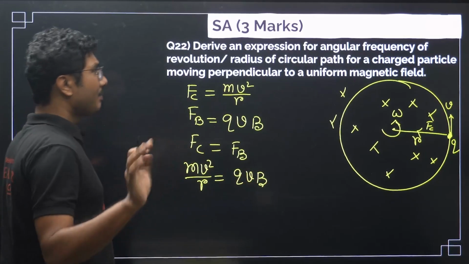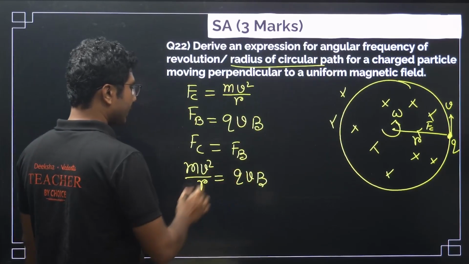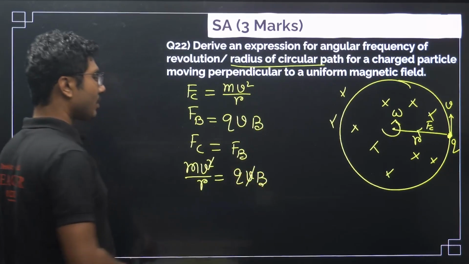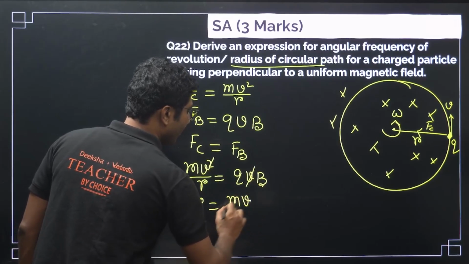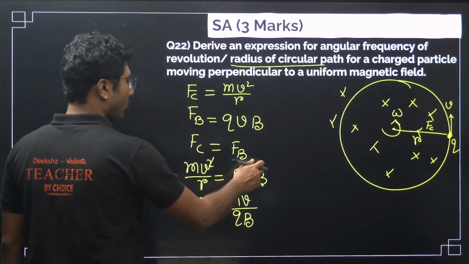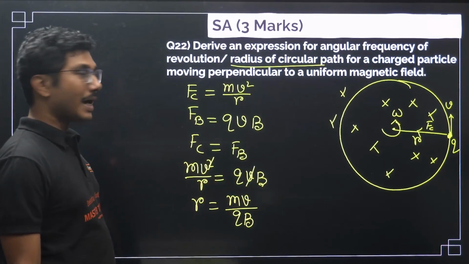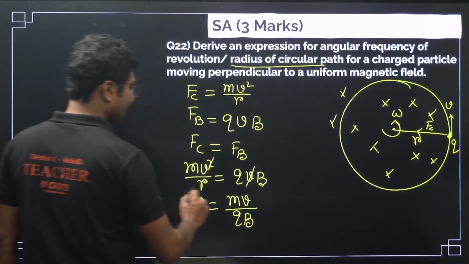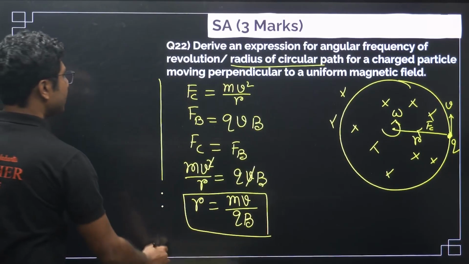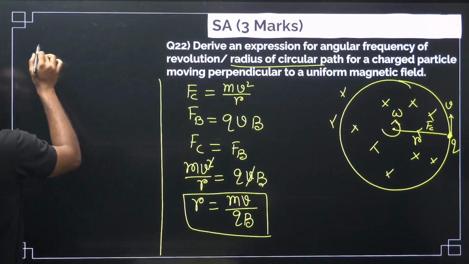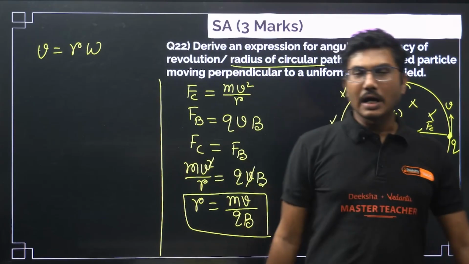From here, first we will calculate the radius. Any one of them will come, not both. You can see that this is also v, this is also v, so one of the v is cancelled. Cross multiplying, r goes here, and I am writing r first. So r equals mv by qB. This is the first expression, the radius of the rotation. Now what is the angular frequency? For that you have to put a relation that v equals r times omega.